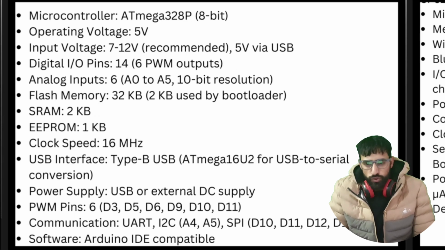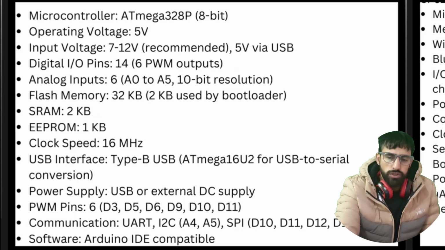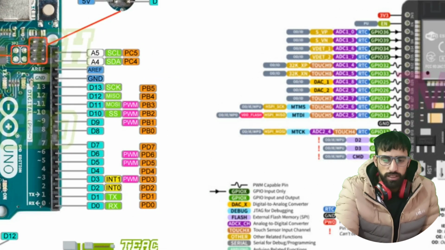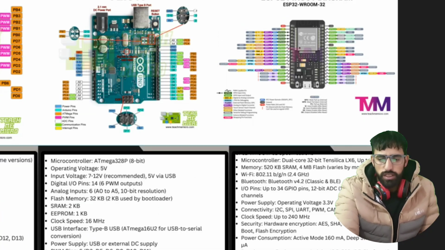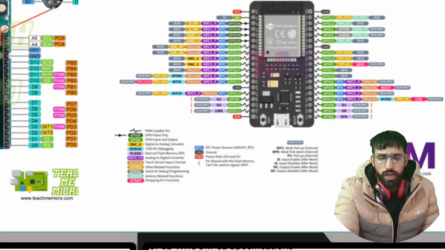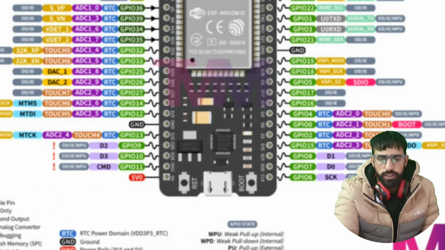Okay. So now let us talk about one of the most used microcontrollers for IoT projects, that is the ESP32. ESP32 is the most used microcontroller for IoT applications. So here's the pinout of the ESP32. You can see here.